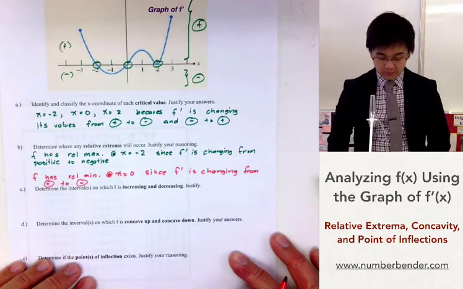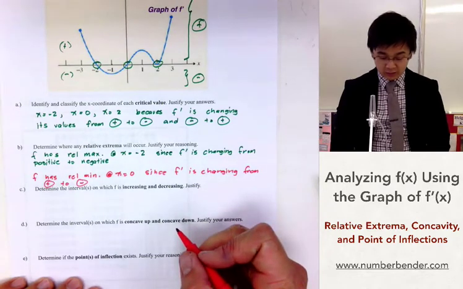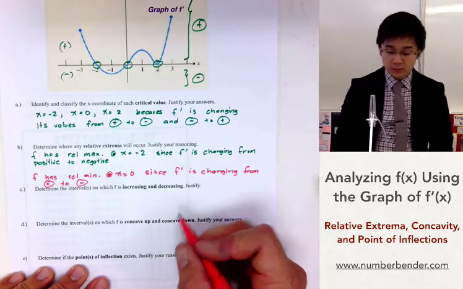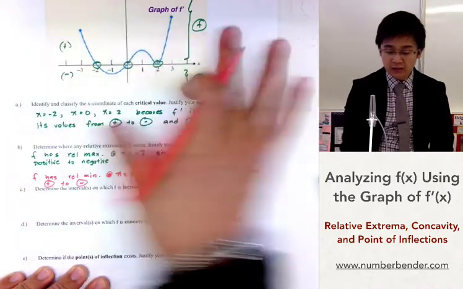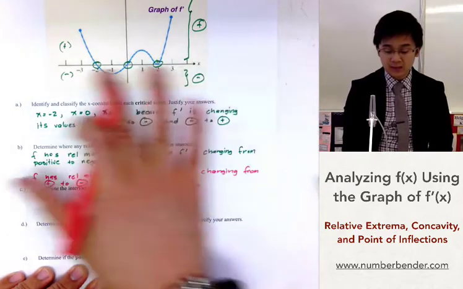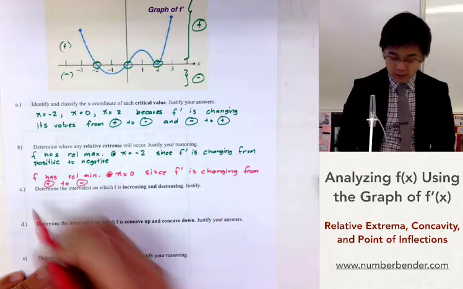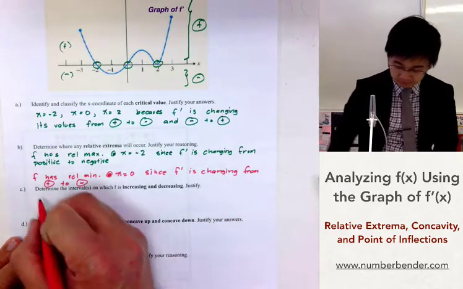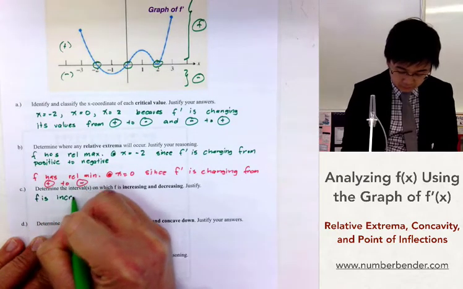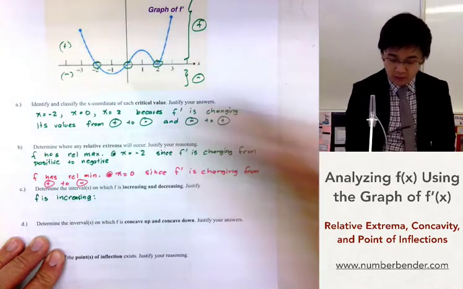Now for our third problem, we need to identify the intervals where the function f is increasing and decreasing. So it's pretty simple because the function f is increasing on the positive value of your f prime and it's decreasing on the negative value of your f prime graph. So to write the interval where it's increasing, right here on the positive interval.